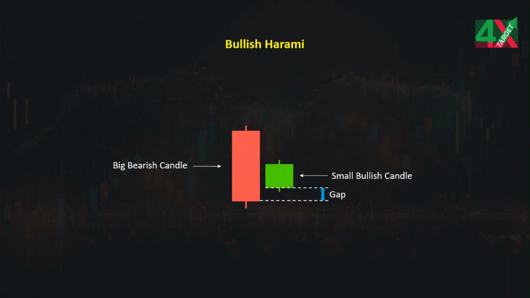This formation is a weak reversal signal, as selling momentum weakens and buyers begin to step in. While it's not as aggressive as the bullish engulfing, it still signals a possible shift to the upside, especially when it appears at key support zones.